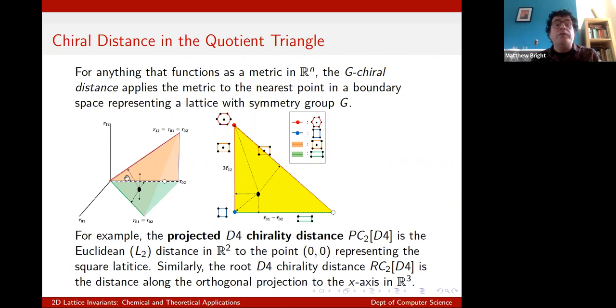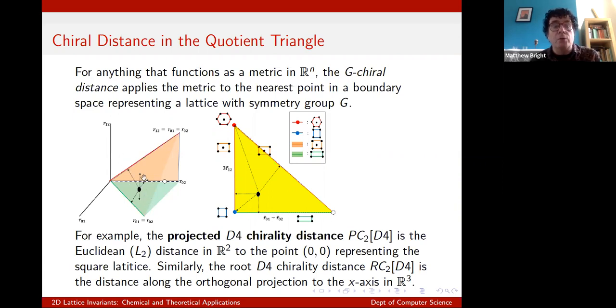So I can use this essentially. So we're using chiral distance here as a very general term. What we mean is, if we've mapped this to a space and we've got a metric that functions on that space, then I can simply define, and obviously I have to explicitly define it, the chiral distance as that metric, by that metric, the nearest point in the space which represents a lattice with a particular symmetry group. So that's how I can define asymmetry in three dimensions here.